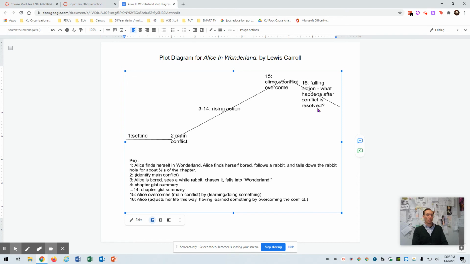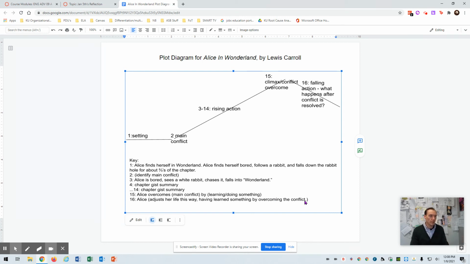And you'll also be able to say basically what lessons and how Alice's life changed having overcome the conflict. How did her life improve? What did she learn physically, mentally, emotionally, spiritually, socially, culturally? Like, how did her life improve? Or maybe it didn't. Maybe this is a lesson for the reader and not for the character.